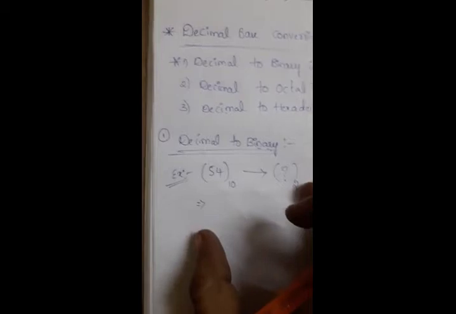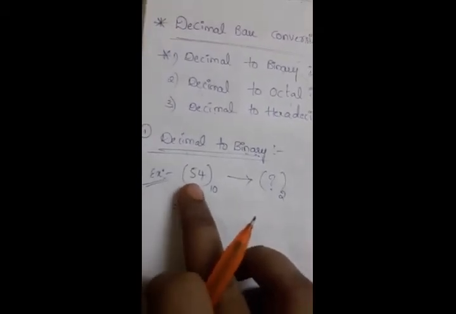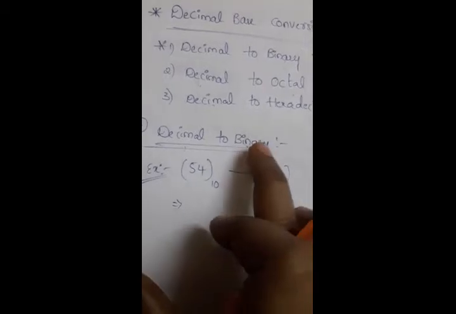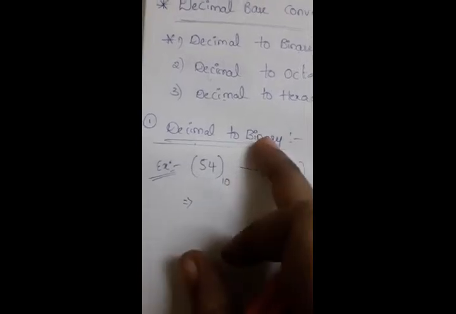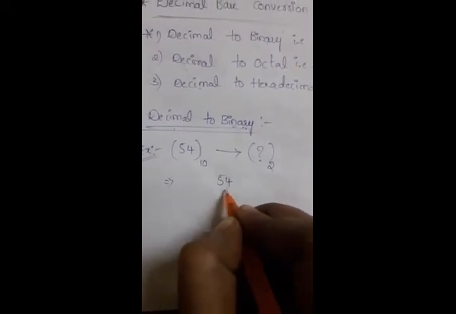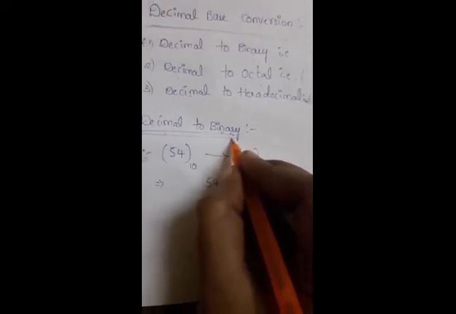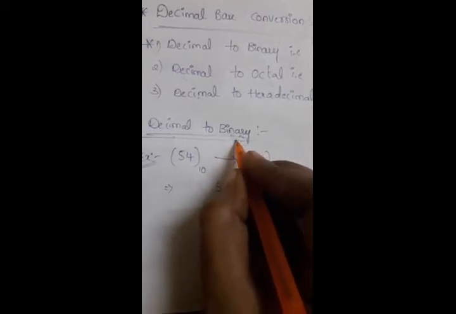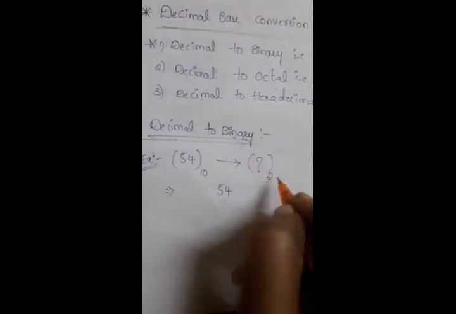So what is the process to convert decimal to binary? First of all, whatever number we have will be divided by the base we need to convert to. That means this number will be divided by the binary base. Here we need to convert 54, so our number is 54. This number will be divided by the base of the conversion. Just check whether the conversion is binary, octal or hexadecimal. This is related to binary, no? Already we know the binary base is 2.